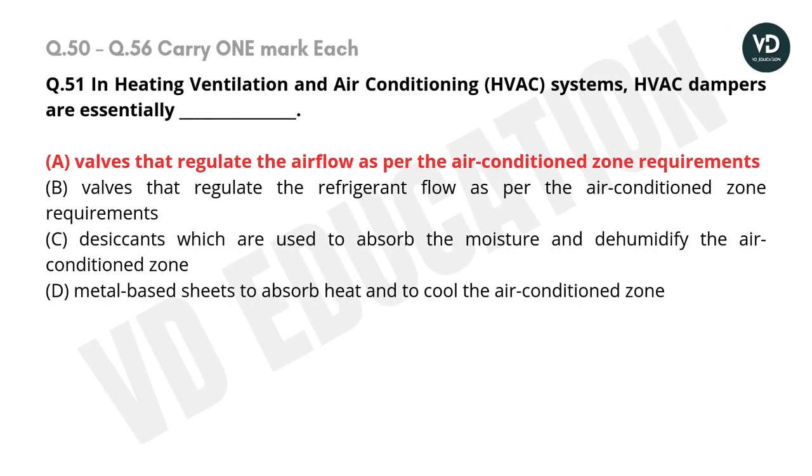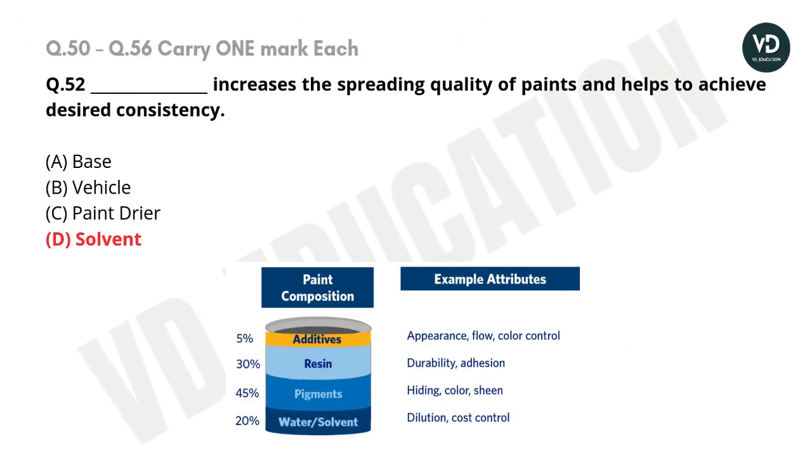Question number 51. In heating, ventilation and air conditioning (HVAC) systems, HVAC dampers are essentially dash. Options are A. Valves that regulate the airflow as per the air condition zone requirement. B. Valves that regulate the refrigerant flow as per the air condition zone requirements. C. Desiccants which are used to absorb moisture and dehumidify the air conditioned zone. D. Metal based sheet to absorb heat and to cool the air conditioned zone. The answer is A.